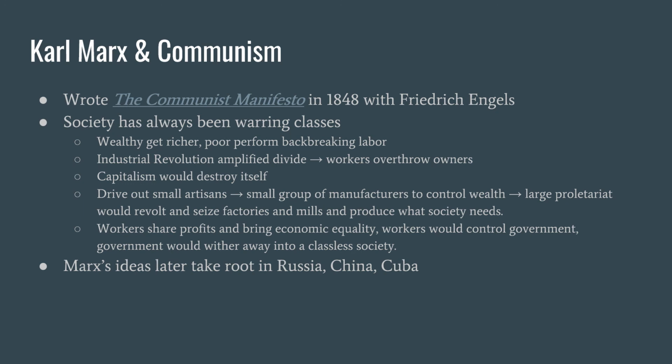So going back to Karl Marx, he writes the Communist Manifesto in 1848 with Friedrich Engels, and Marx sees the Industrial Revolution and the changes that happen, and has a really negative reaction to it. In the Communist Manifesto, he lays out that society has always been a struggle between warring classes. The rich get richer and the poor perform back-breaking labor without any betterment to their status.